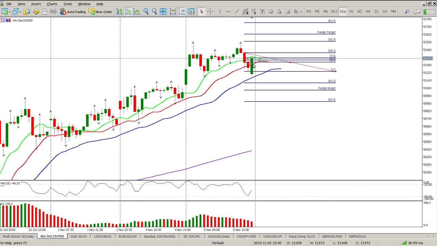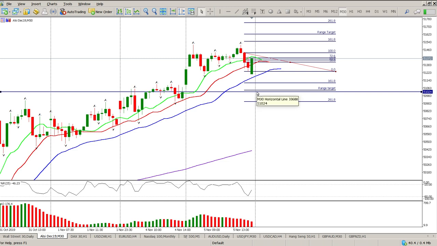Both of them will more than likely work out. Trend is up. If we do get a break below this level, I would expect the gap to get closed, and that would be a long entry. You see the range target is right there as well, and that would be a long entry for me.